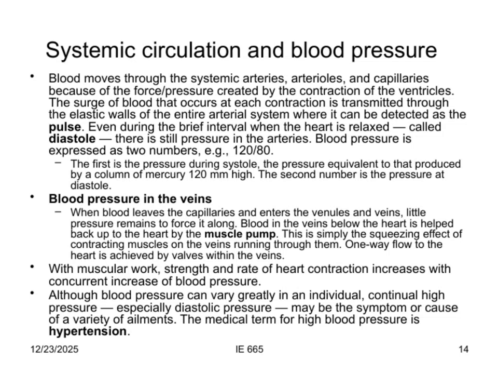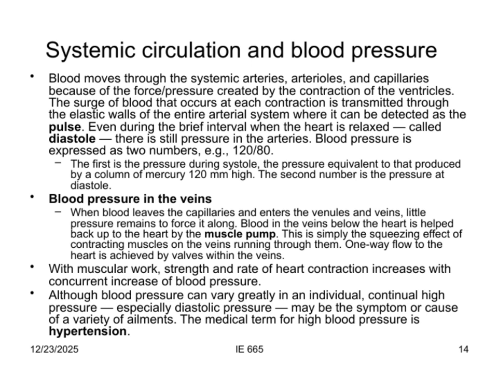Blood moves through the systemic arteries, arterioles, and capillaries because of the force or pressure created by the contraction of the ventricles. When the heart contracts, it creates a surge of blood that travels through the elastic walls of the entire arterial system. This surge can actually be felt as the pulse. Even when the heart relaxes briefly, during what we call diastole, there's still pressure in the arteries.